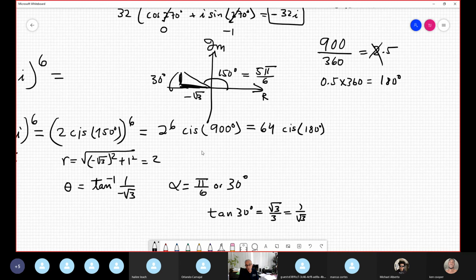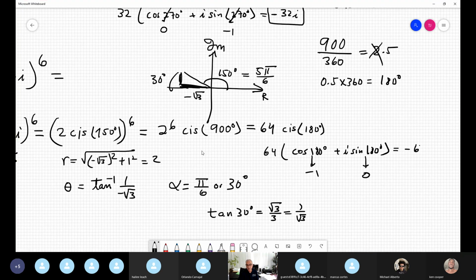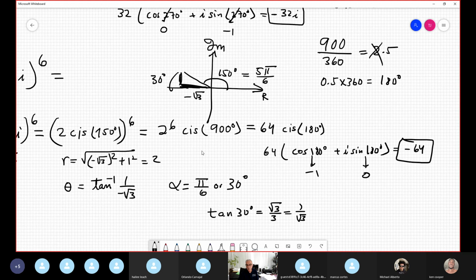Okay, now I finish. I break it down. 64 times the quantity cosine 180 plus i sine 180. Cosine 180 is -1. Sine 180 is 0. So that means this complex number has no imaginary part. Only the real part, which gives -64. Final answer. Boom, boom, boom.